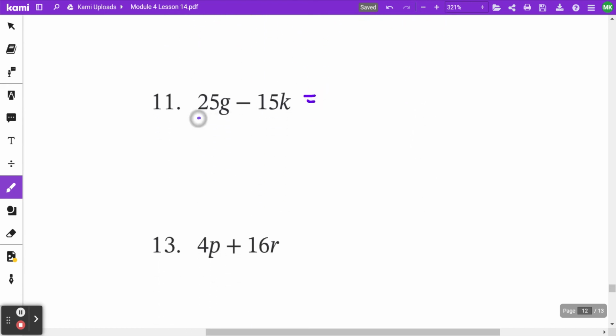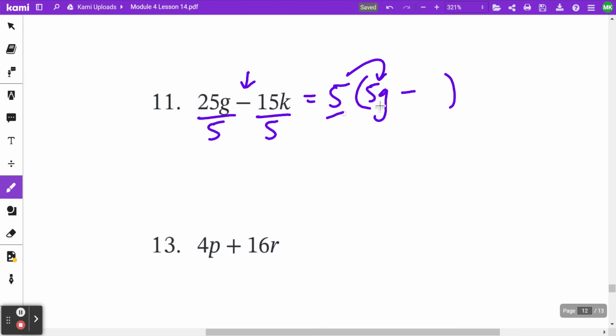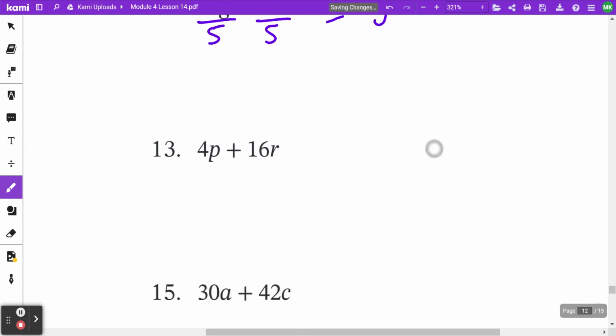So let's see. What do we have here? Factor out of 15? No. How about a 5? Factor out a 5. There you go. Using subtraction this time. Always check your symbol in there. So that should be a 5G, because 5 times 5G gives me 25G. And I should have a 3K because 5 times 3K gives me my 15K. After a while, you get really good at this, right?